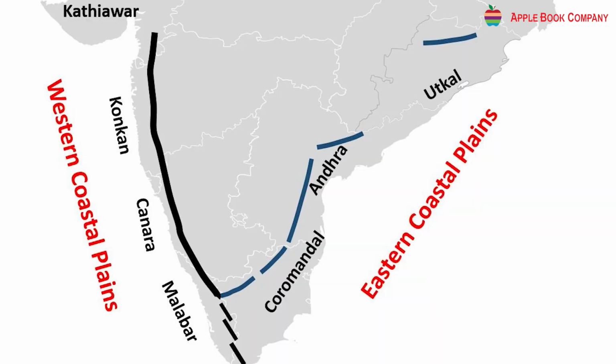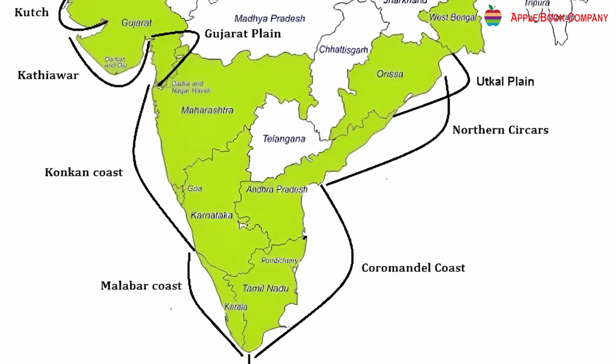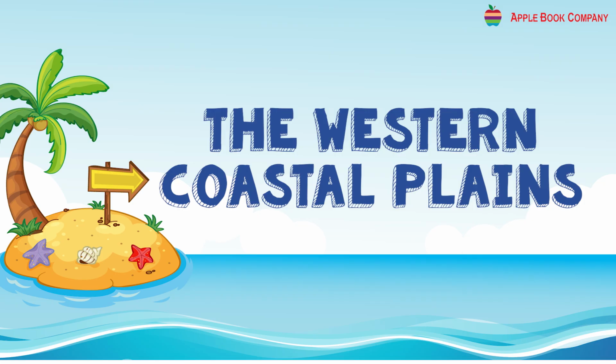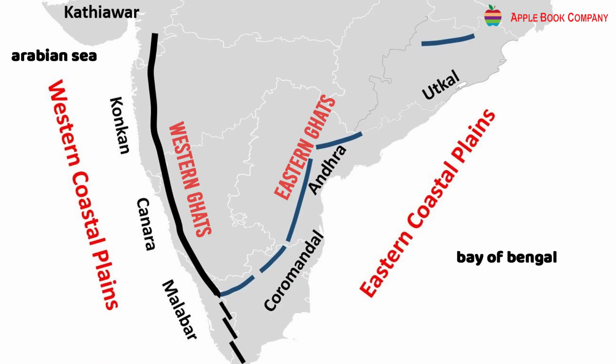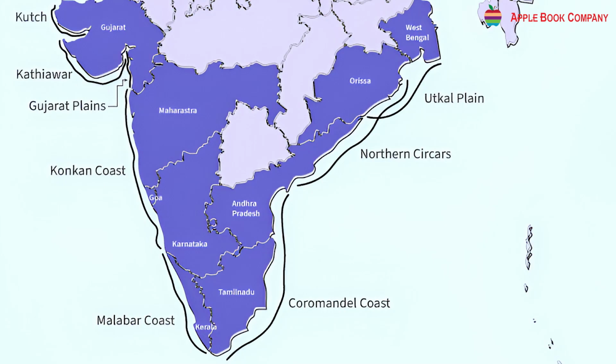India's western and eastern coastal plains stretch for 6,000 kilometers from Gujarat in the west to West Bengal in the east. These coastal plains meet at Kanyakumari. The Western Coastal Plains. The Western Coastal Plains lie between the Western Ghats and the Arabian Sea. They stretch from Gujarat to Kerala and are divided into Kutch Coast and Kathiawar Coast in Gujarat, the Konkan Coast in Maharashtra, and the Malabar Coast in Kerala.